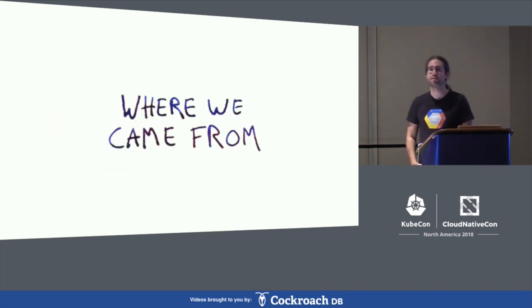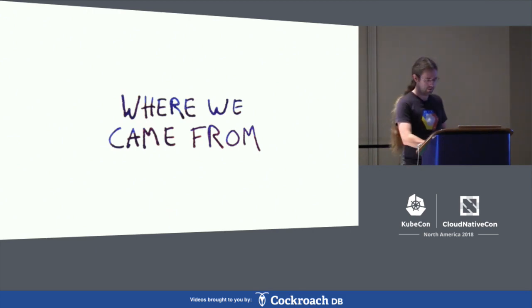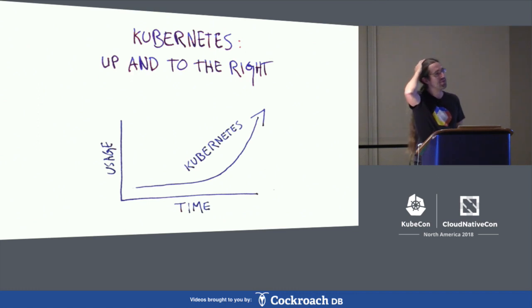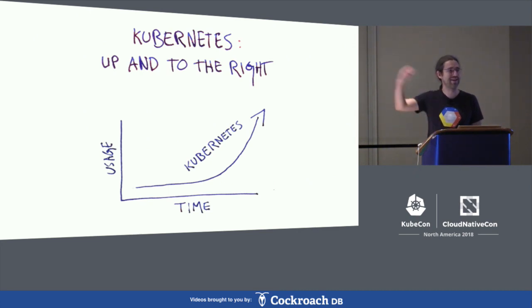Where did we come from? And I want to tell you three stories here. The first story is Kubernetes up and to the right. And I don't even need to say too much about this story. I think you all know that Kubernetes has been incredibly successful. The amount of uptake has just been phenomenal. There's something like 8,000 people here at this conference, which is like 10x growth for every year of the project or something ridiculous. It's really crazy.